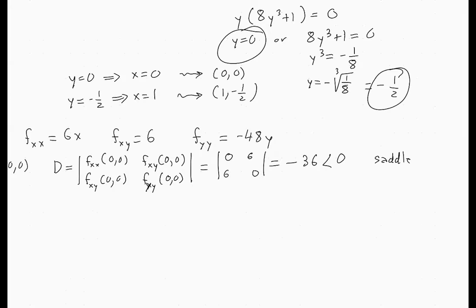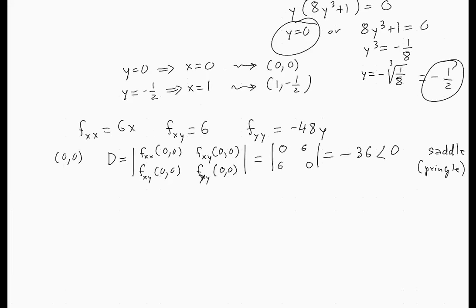I also like to call it Pringle point. If you think about it, it's pretty much the same shape that you have in a Pringle, meaning you have two directions, one that suggests that you have a local minimum, another one that suggests that you have a local maximum, and eventually, because of that reason, it's neither. So let's move to the second critical point.